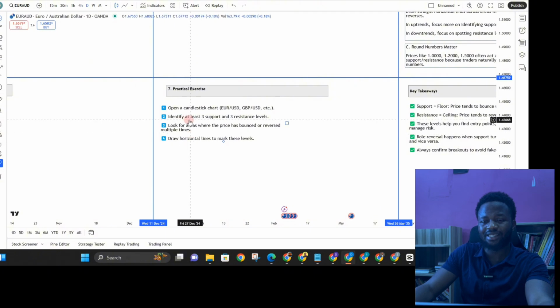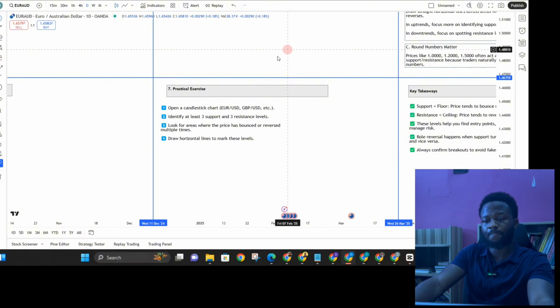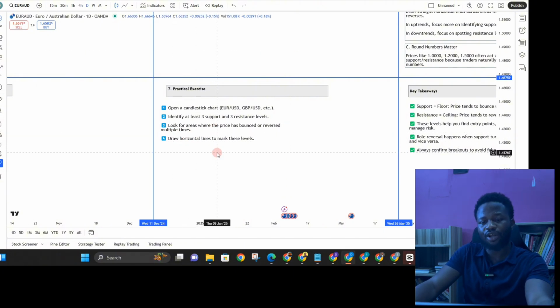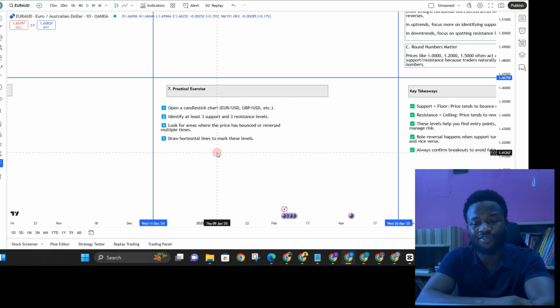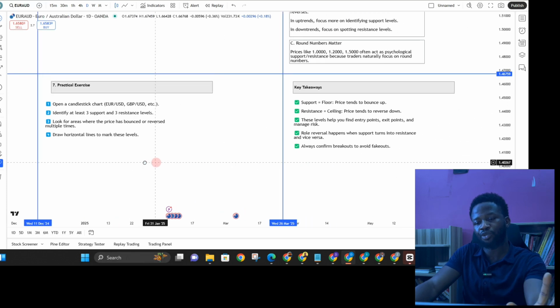So, practical exercise: I want you to open a candlestick chart, especially EUR/USD, that's what we are sticking with, and identify 3 support and resistance levels. Go through the definition again and identify 3 support levels. Then look for areas where the price has bounced or reversed multiple times. Then draw horizontal lines to mark these levels. I'm going to make a video on MT5 to show you how to draw horizontal lines.